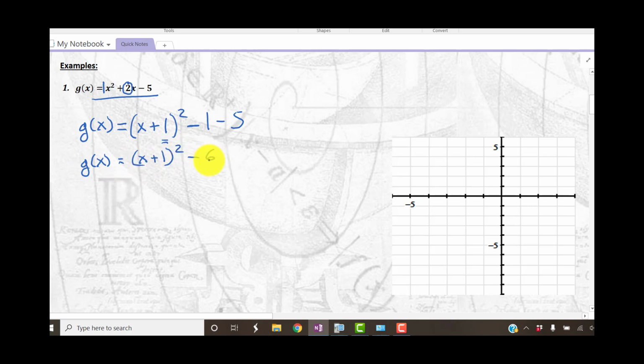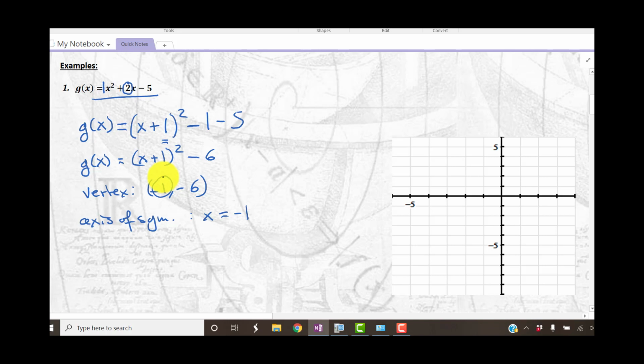Then we extract the information from this form. We know the vertex is (-1, -6). We know the axis of symmetry is x equals -1. The axis of symmetry is always the x-coordinate of the vertex.